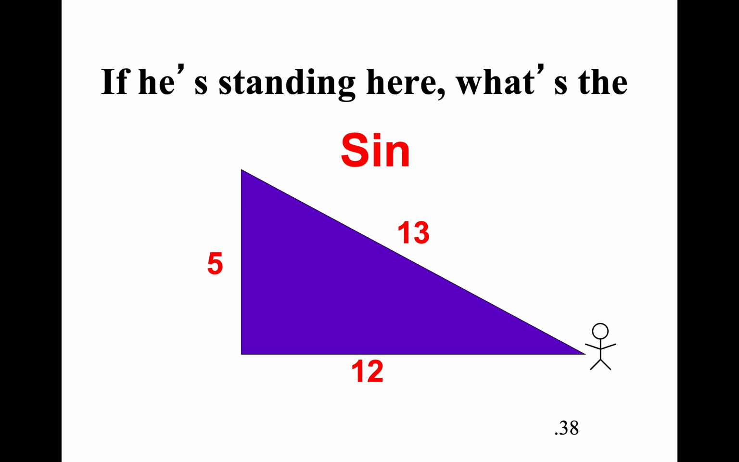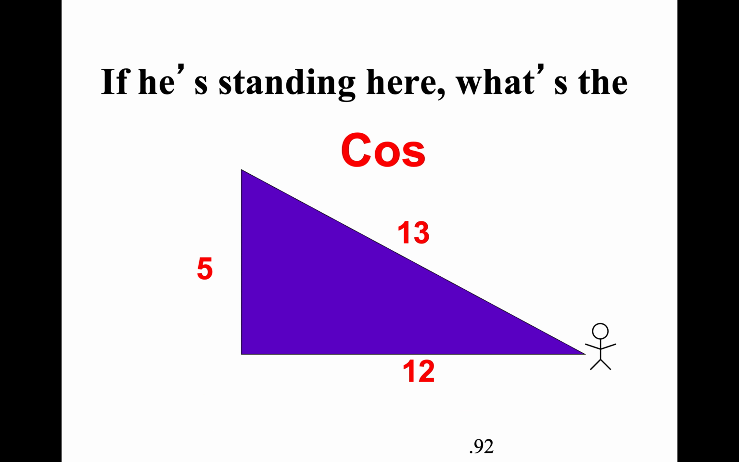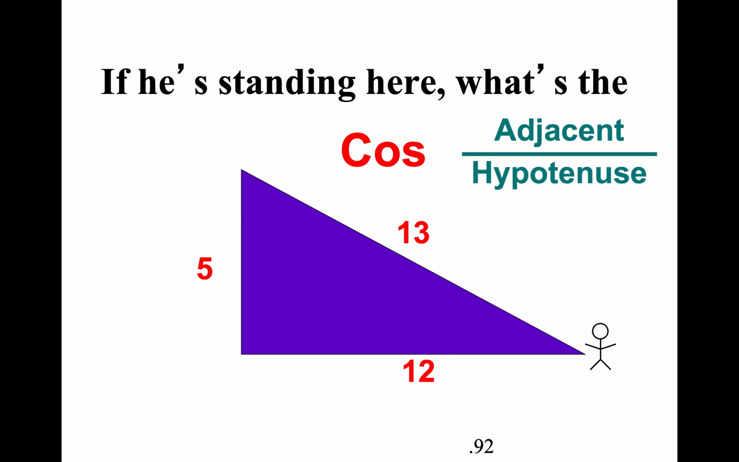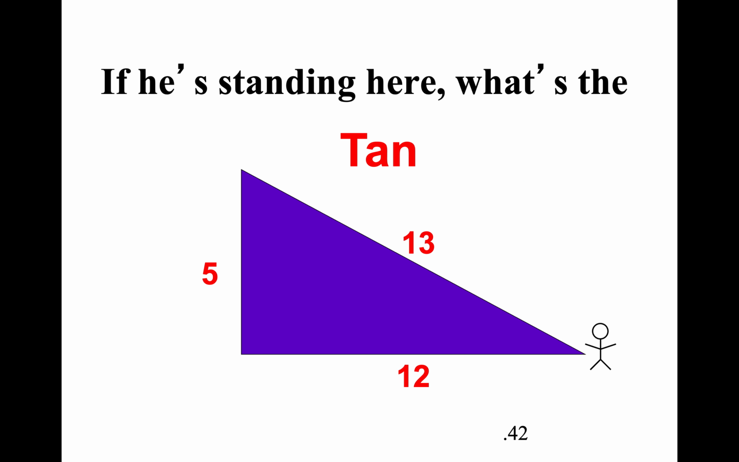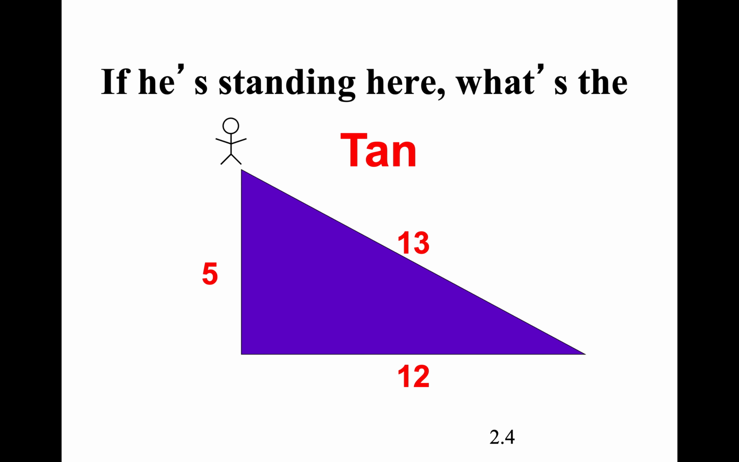Here, when they're all listed, for sine, we have to find which one is opposite. 5 over the 13. We ignore the 12, extraneous information. 0.38. Cosine, same numbers, same locations, but this time we need adjacent, or 12 over 13. Tangent, the extraneous information is the hypotenuse, so we need 5 over 12.